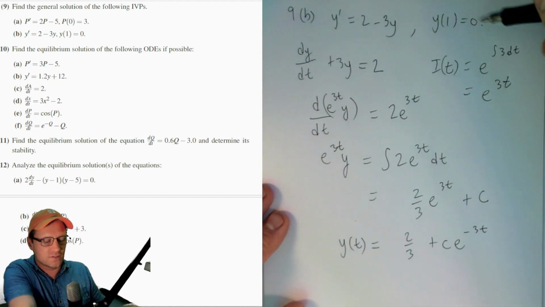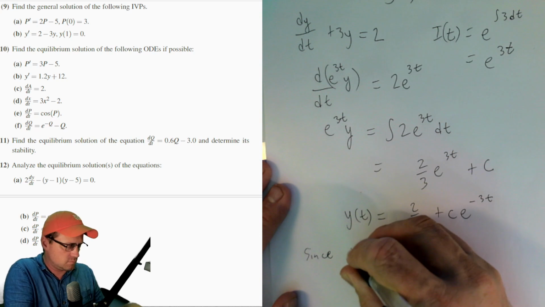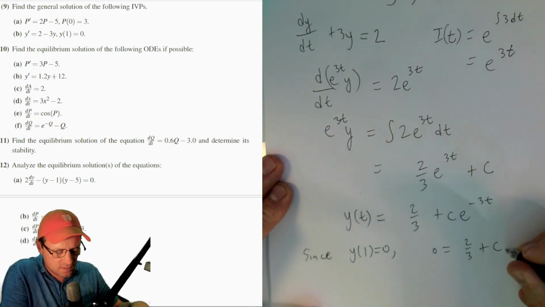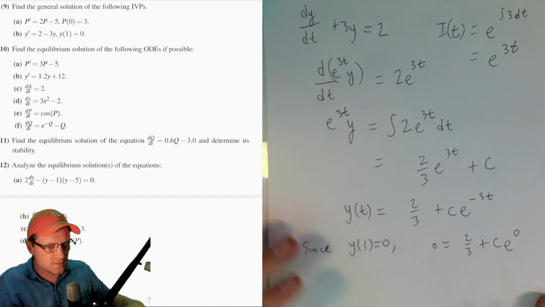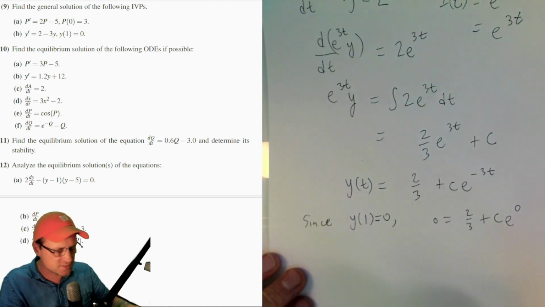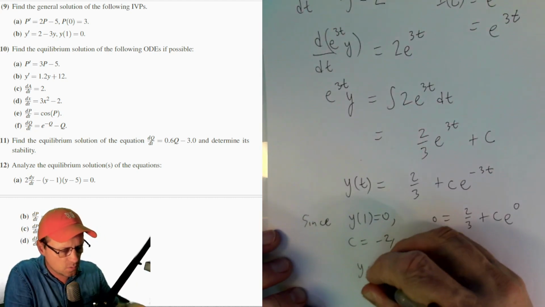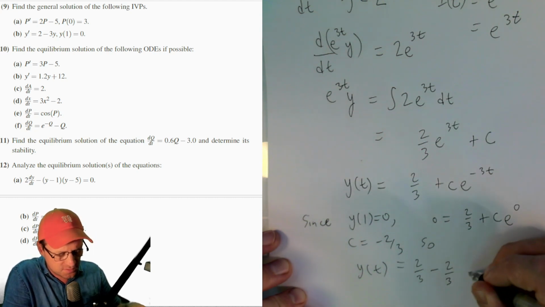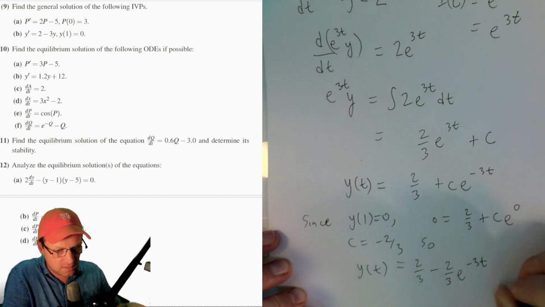So now let's use y of 1 is 0. So we have 0 is equal to 2/3 plus c e to the 0. So that says that c is minus 2/3. And so y of t is 2/3 minus 2/3 e to the minus 3t.